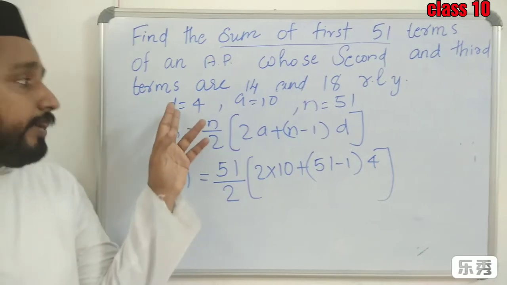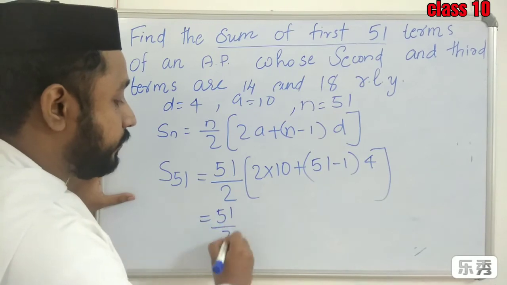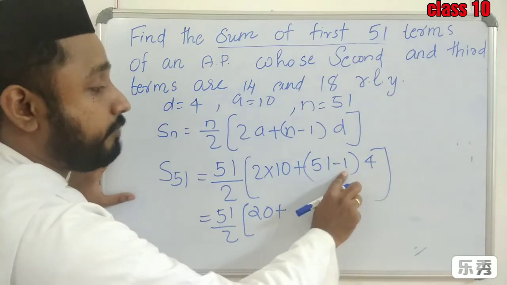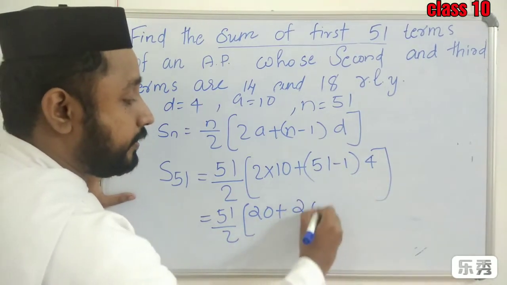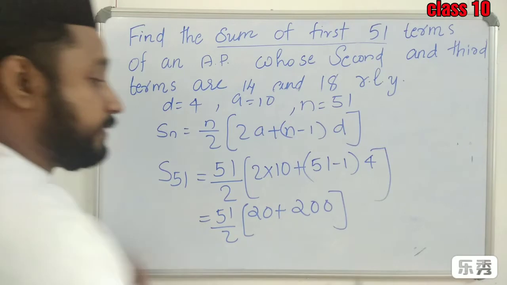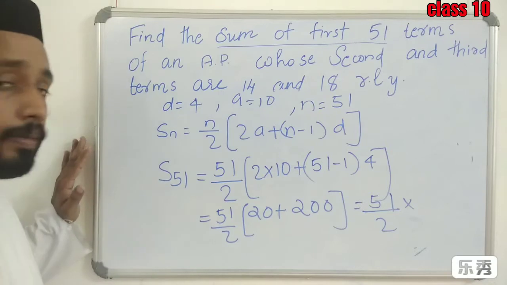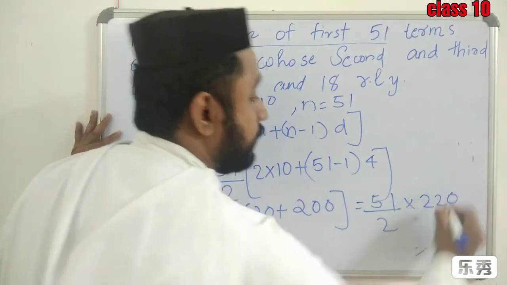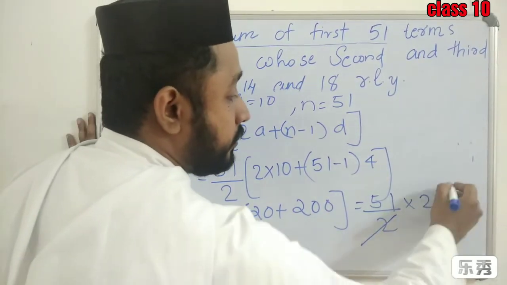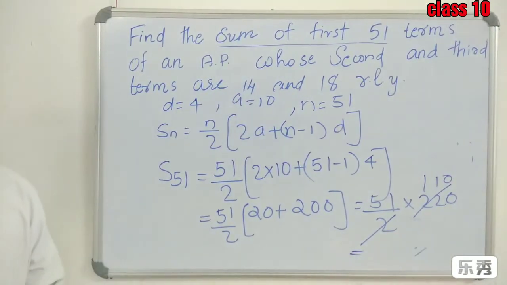So we substitute the values: 51 by 2 into 2 into 10, which is 20, plus 51 minus 1, which is 50, into 4, which is 200. So 51 by 2 into 20 plus 200, which means 220. We can cut 2 and 220 to get 110. Which means 51 into 110.